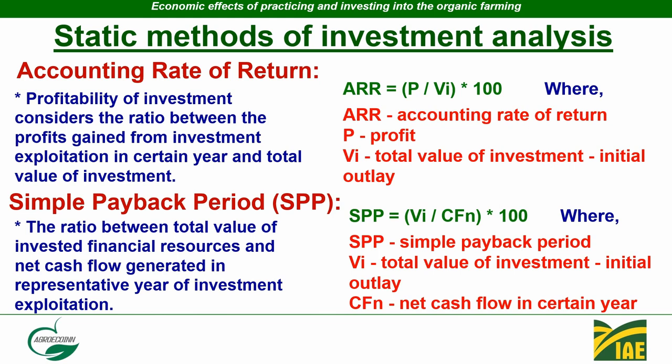It could also define the number of years required to compensate the initial outlay with the financial assets generated or accumulated in net cash flow, as the difference between cash inflows or incomes and cash outflows or expenses. Method is commonly used in practice. Indicator could be mathematically expressed by following formula.